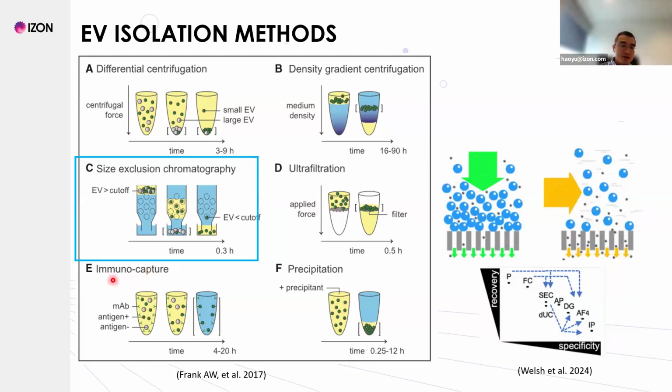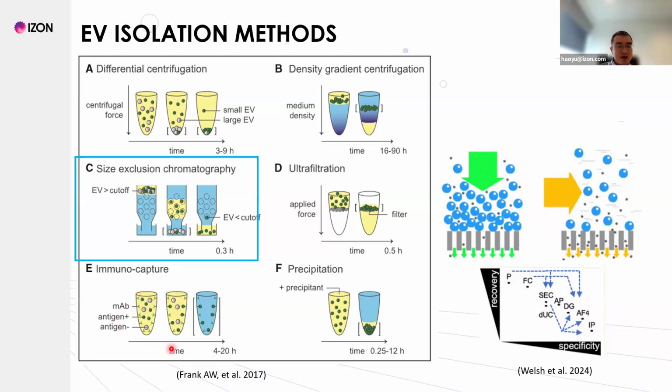And there's also the method of immunocapture. This is based on the different antigens which the EV surface has, for example CD63, CD81, by using antibodies which harvest those EVs with those markers.